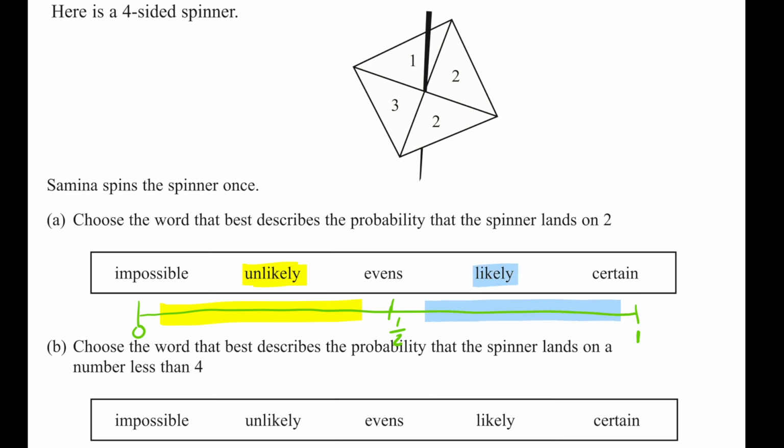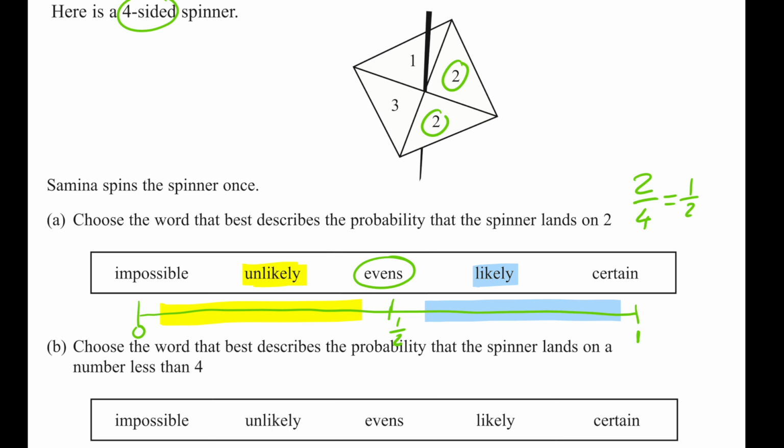So we've got a four-sided spinner. Choose the word that best describes the probability that the spinner lands on a 2, and there are two 2's. So the probability of landing on a 2 is 2 out of 4, which when you simplify that becomes a half. And a half has a probability, or as a word to describe that, is then evens. So evens would be the first one.